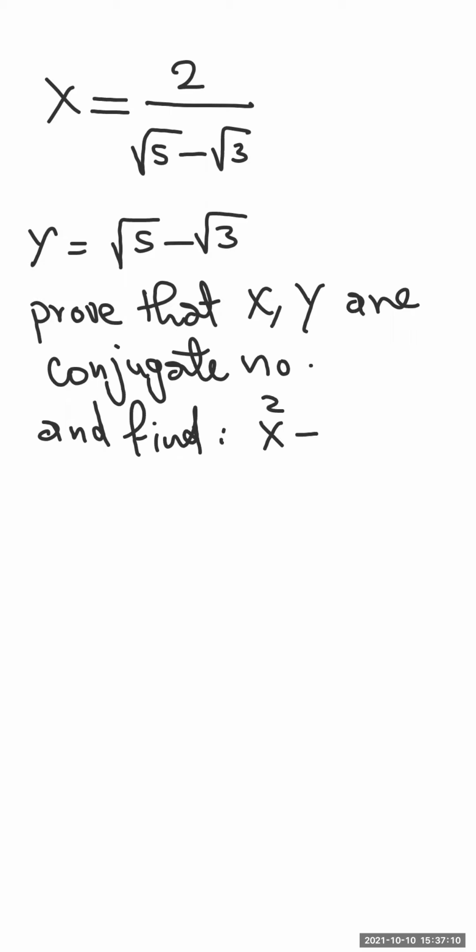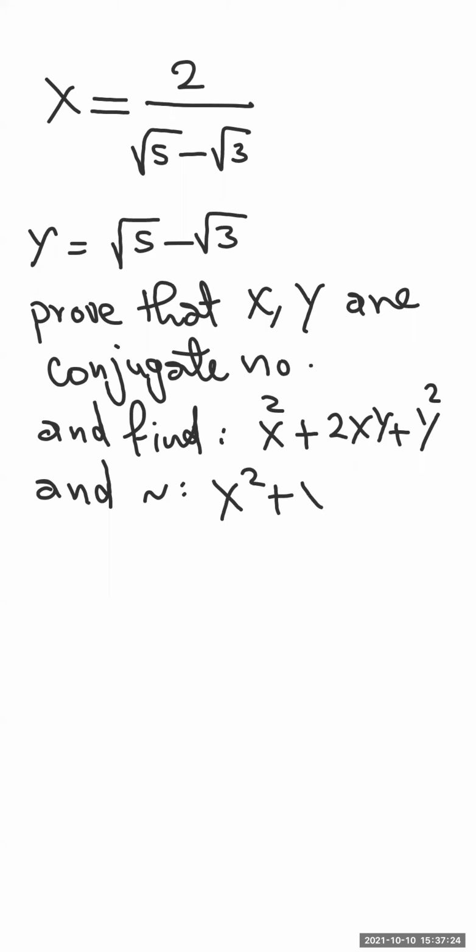x squared plus 2xy plus y squared, and find also x squared plus xy plus y squared. How to solve this question? And such type of questions, guys, as usual, first we have to simplify x and y, and then do whatever you want. So first step, I'm going to simplify x and y.